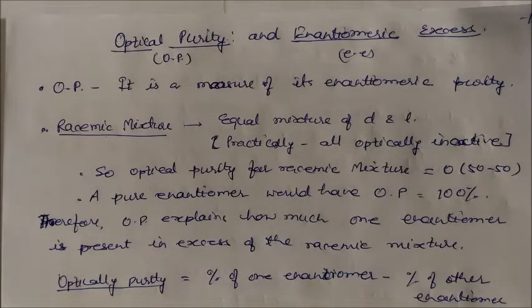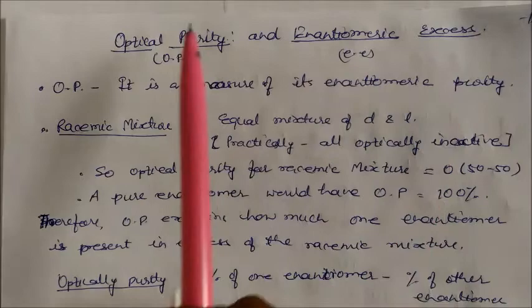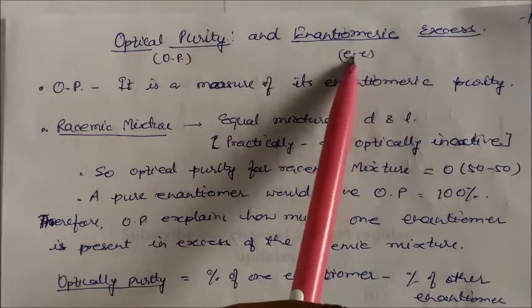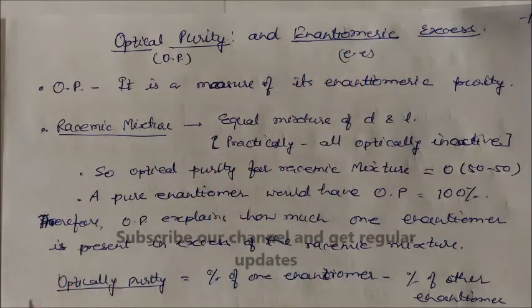Welcome friends. In this session we learn optical purity and enantiomeric excess. Optical purity is OP and enantiomeric excess is EE. We'll use these two shortcuts during the lectures.